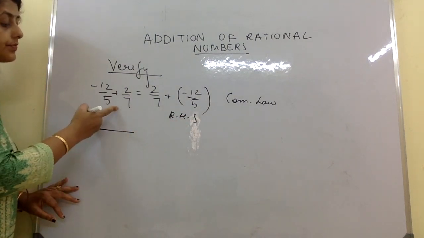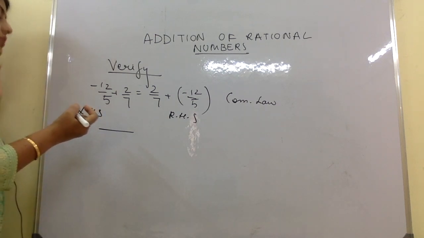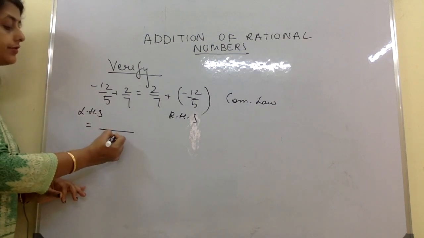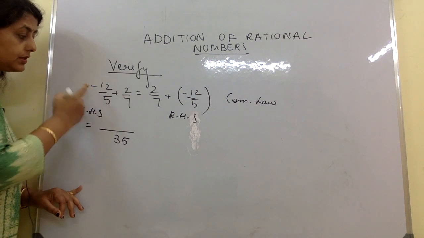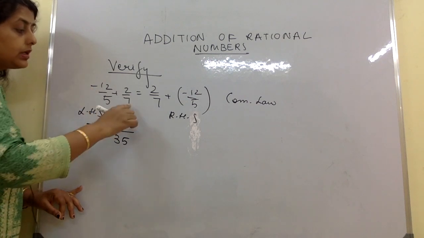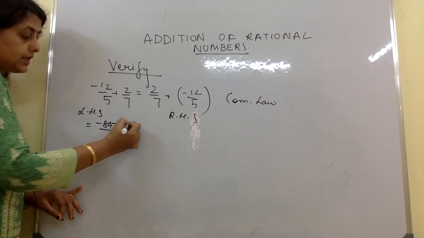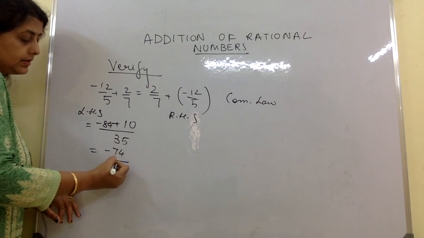How much is the LCM? LCM of 7 and 5 is 35. So 5 into 7, 7 with this, minus 84. This is plus 5, this is 10. That is minus 74 by 35.